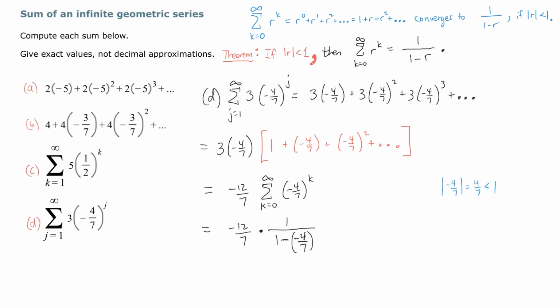I'm going to multiply top and bottom here by 7, another fancy name for 1. And let's see here. We get negative 12 sevenths times 7 over 7 plus 4, which is 11. Yeah, this is a really nice number. This is just negative 12 over 11. That is the final expression.